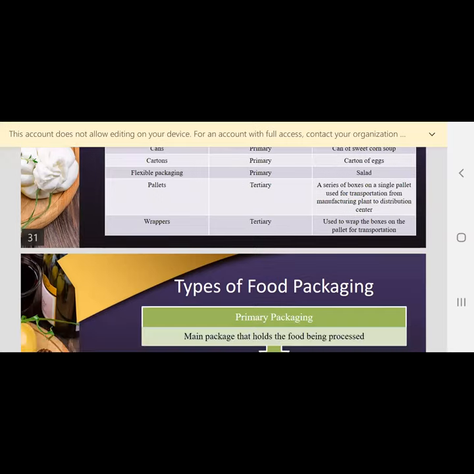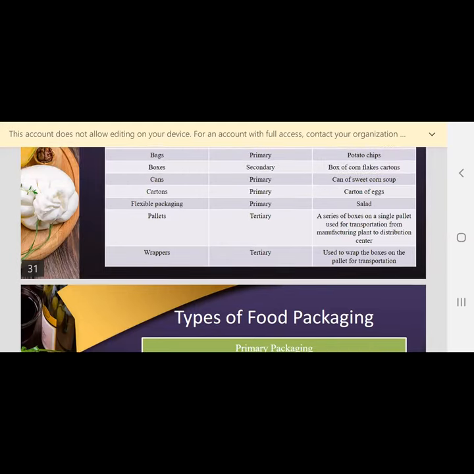Okay, so pallets and wrappers, I will make you understand. Pallets are basically used in the warehouse industry, where the various boxes, the tertiary package containers, are kept. Pallets are basically rigid and also made of wood, but in industry wood is not allowed because of the mites issue. So this is tertiary packaging. It is a supporting packaging, pallets and wrappers.